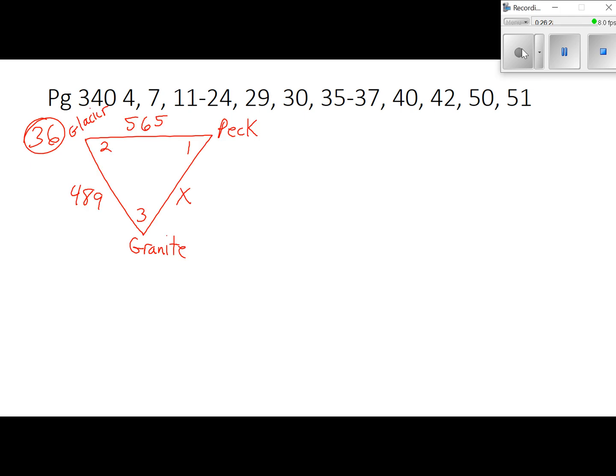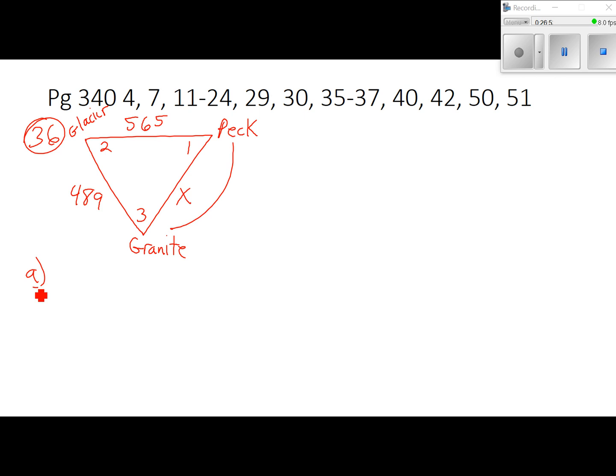They tell you this information. And part A says, write two inequalities to represent the possible distances from Granite Park to Fort Peck. So that's this distance right here that we're trying to write inequalities for. So this is part A.